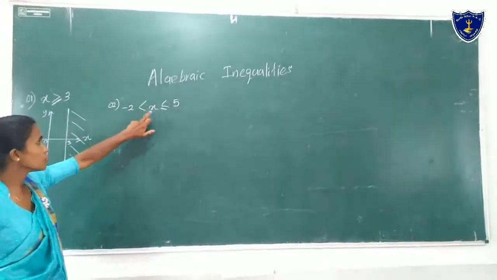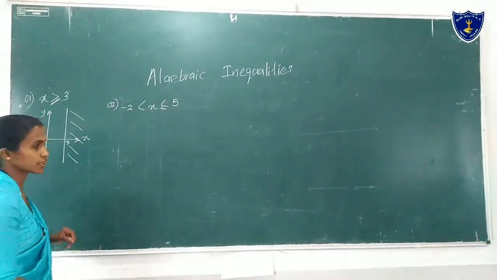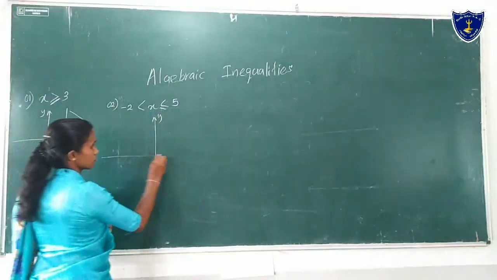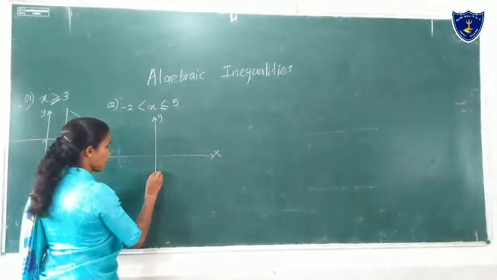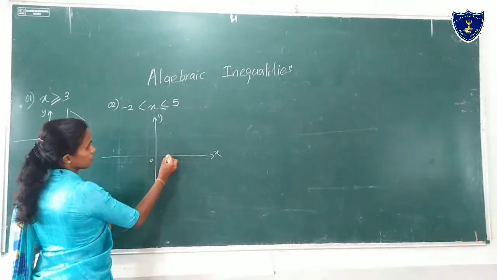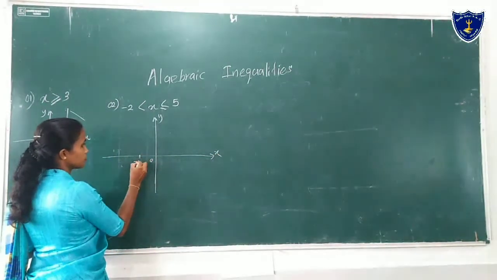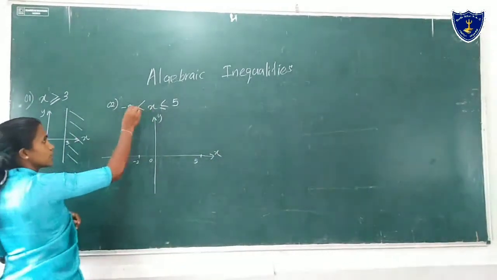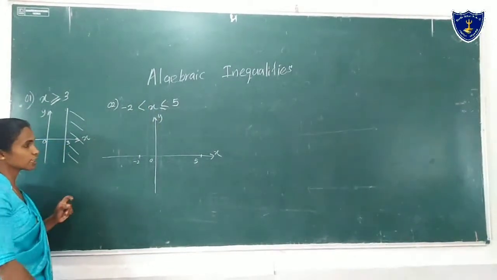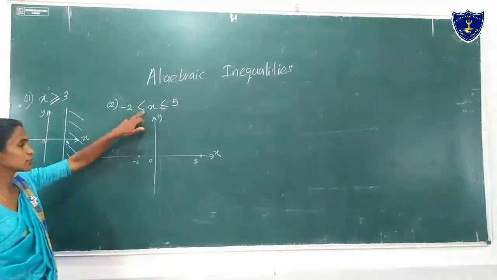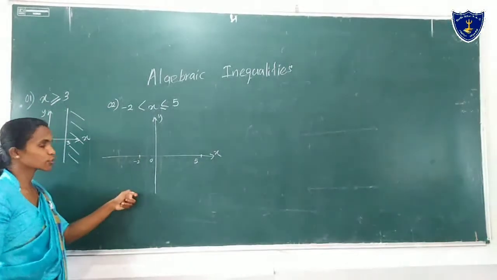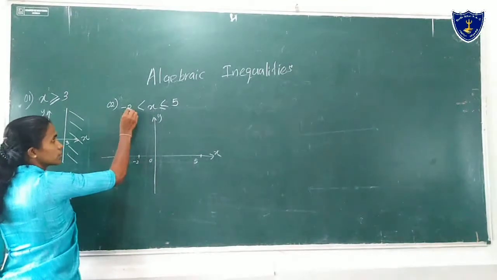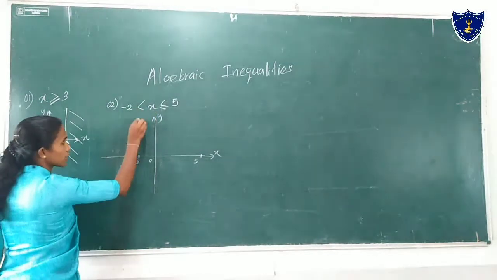Greater than negative 2 and less than or equal to positive 1. Negative 2, positive 5. These are rough sketches. Okay, here x is not equal to negative 2. It is not equal to negative 2, so you can't draw a straight line segment. You have to draw a dotted line because negative 2 is not equal to x.